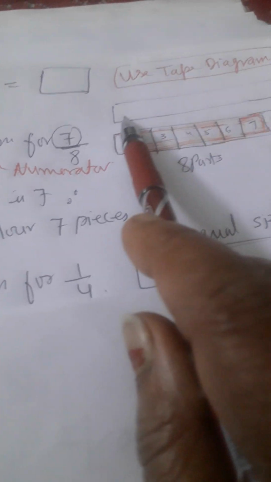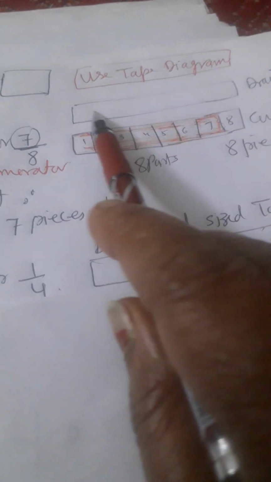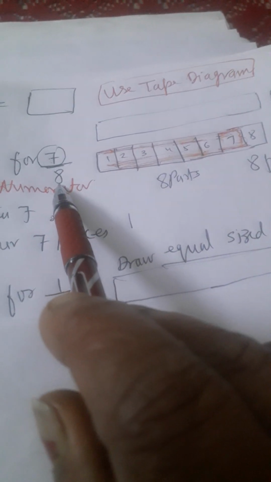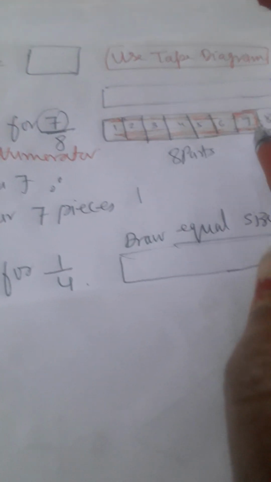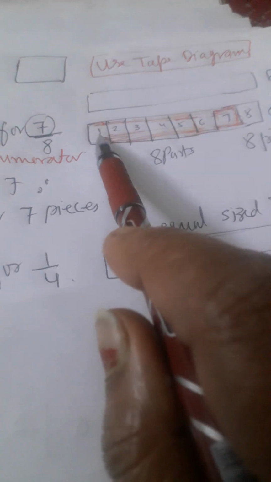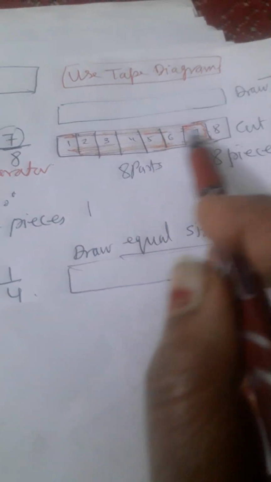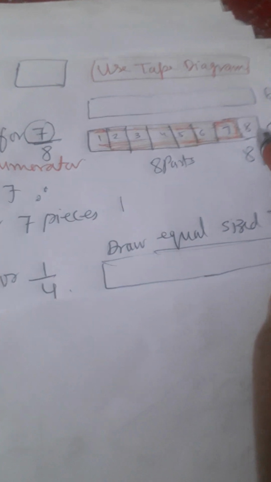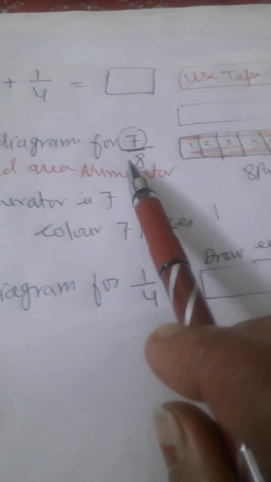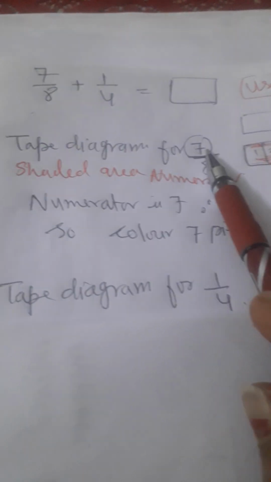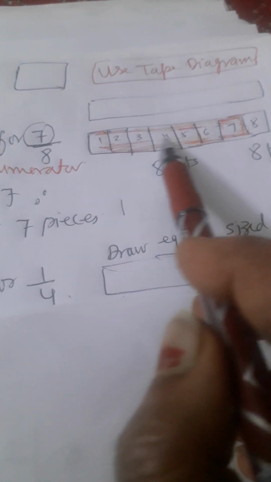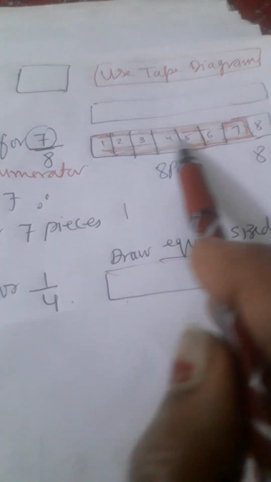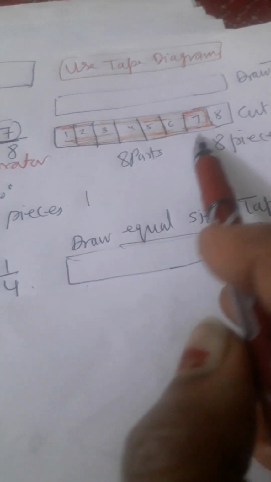First you have to draw the tape diagram and cut it into 8 pieces, because the denominator is 8. Whatever is written in the denominator, we have to make that many segments. So here: 1 2 3 4 5 6 7 8, I cut it into 8 pieces. Now what is the numerator? 7. The shaded area tells you the numerator, so you have to shade 7. So it becomes 7/8.